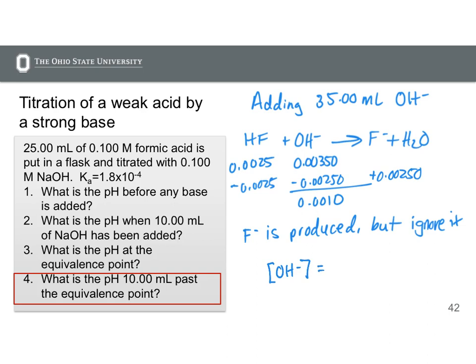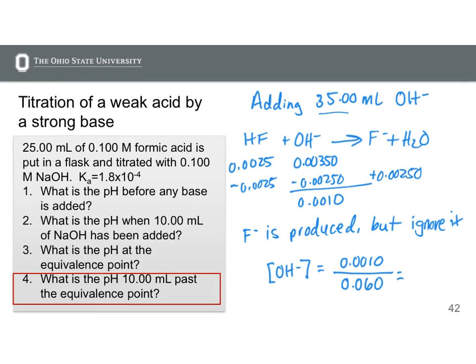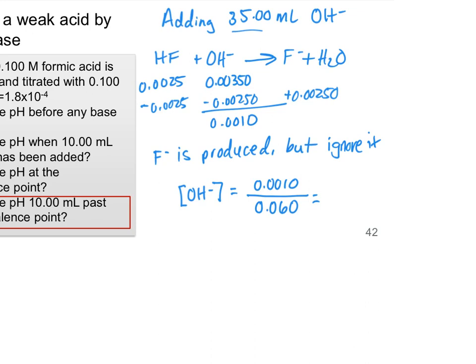And right now we have moles, 0.0010. We have a total volume. We started with our 25 mL. We've added 35 mL. So we have 60 milliliters. So I have a concentration of 0.017. And now we can find the pOH by taking minus the log of that concentration.